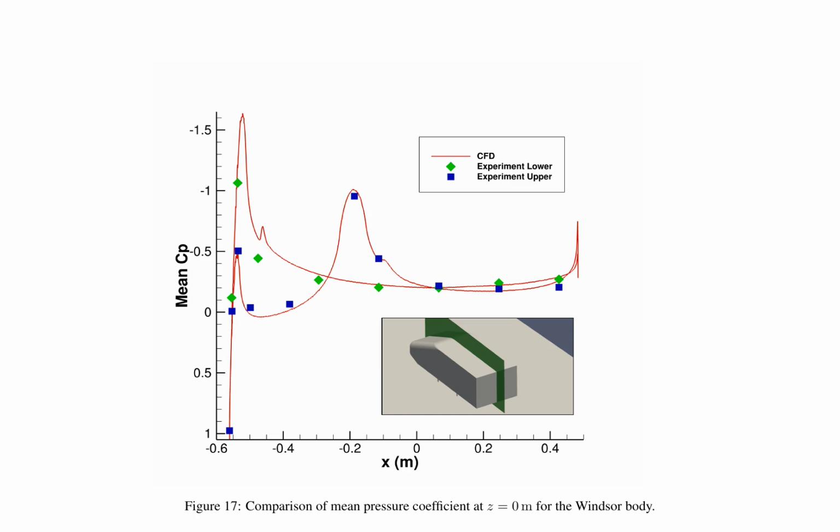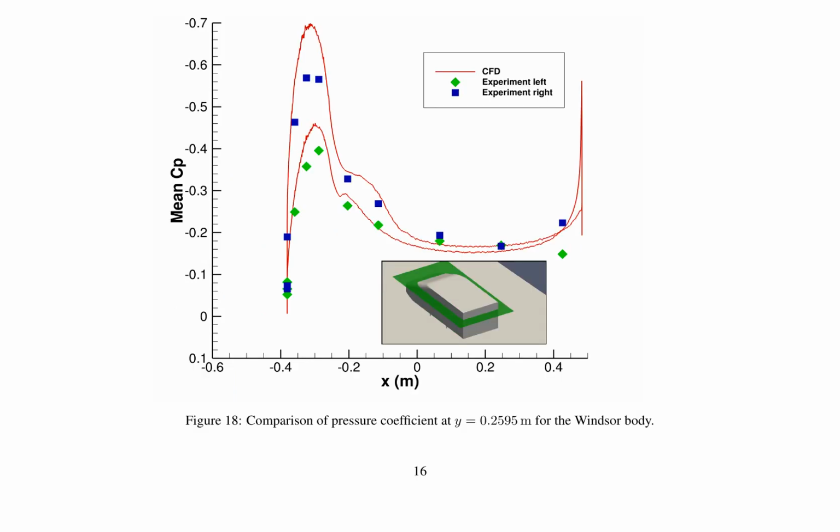This suggests that the flow behavior in this plane is relatively consistent, with minimal influence from edge effects or boundary layers. These results are significant as they demonstrate the complex interplay between the geometry of the Windsor body and the surrounding fluid flow. By examining these pressure distributions, researchers can gain a deeper understanding of the aerodynamic performance of the model, including drag, lift, and stability characteristics.